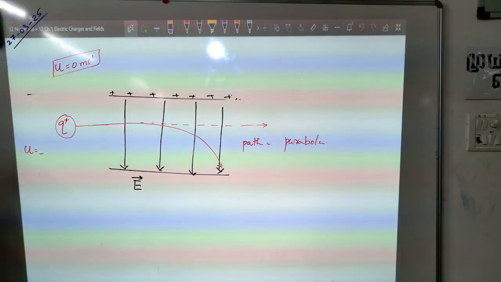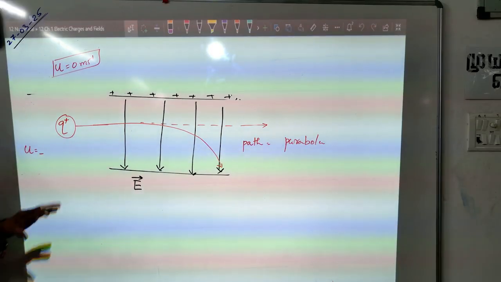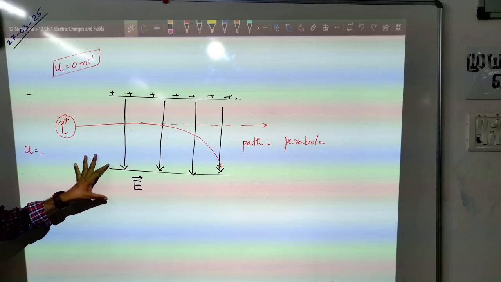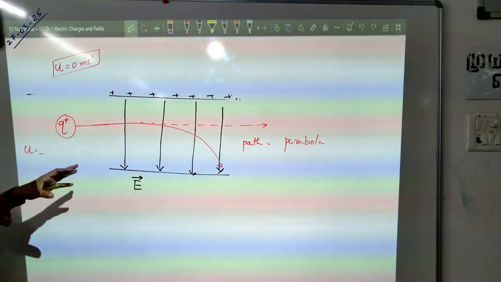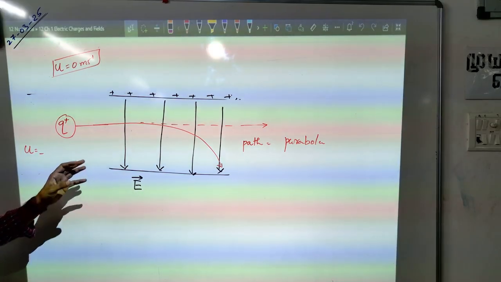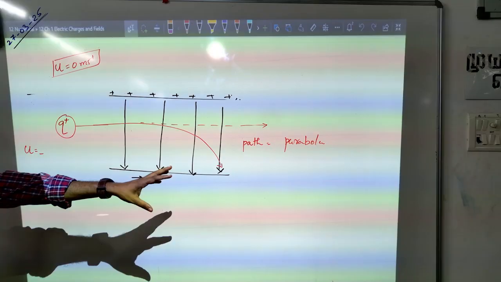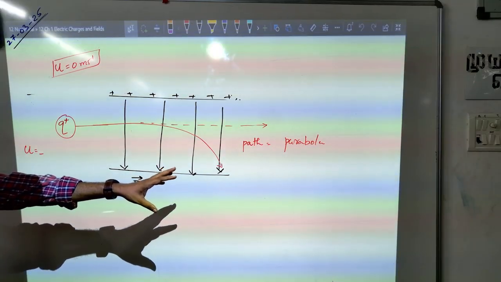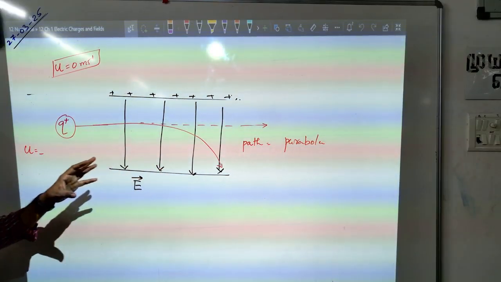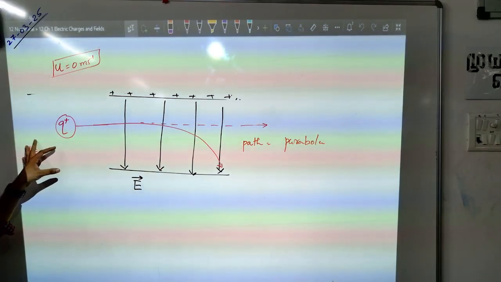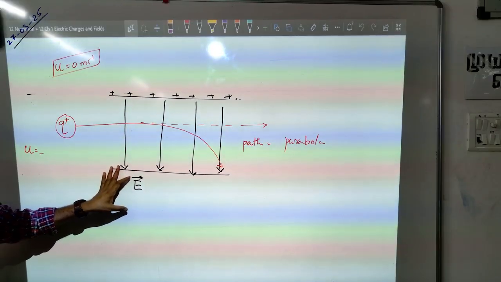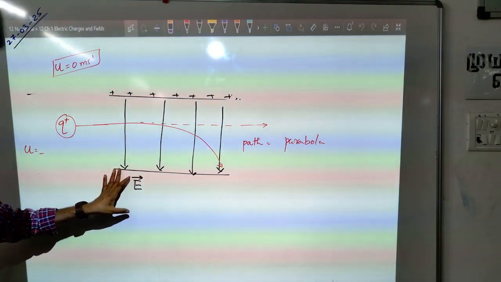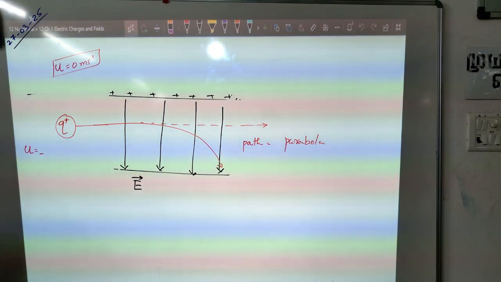So basically, a static charge inside an electric field. A static charge inside an electric field travels in which way, sir? Straight line path. An accelerated charge inside an electric field travels in which way, sir? Parabolic path. Got it?